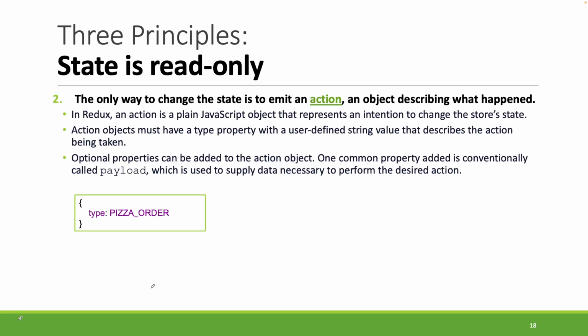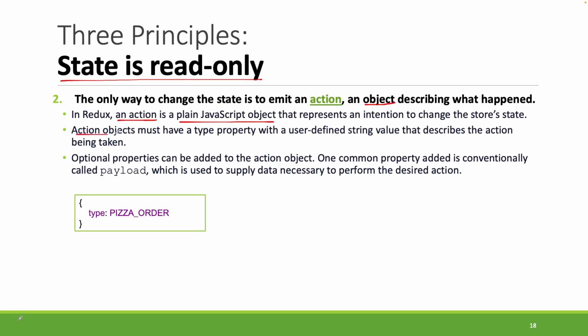Okay. And now the second one, state is read only. The only way to change a state is to emit an action. And what is an action? Action is an object. The object will describe what is going to happen. What will happen? What happened? Okay. So action is what? Action is an object. In Redux, an action is a plain JavaScript object representing the intention to change the store.